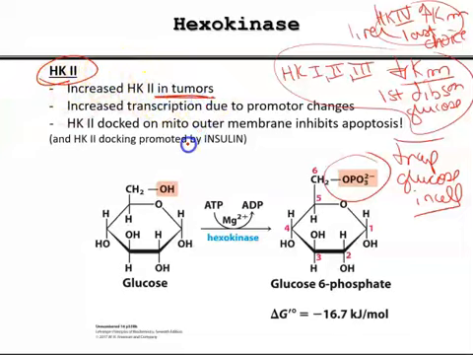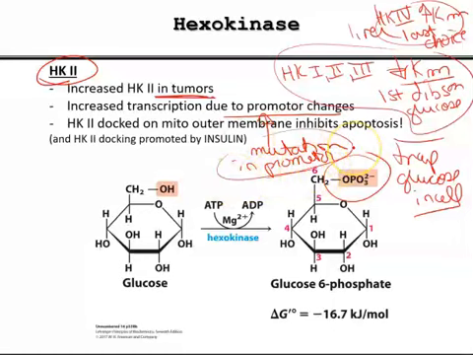And the expression of hexokinase is increased because there's increased transcription due to promoter changes. And you could look at this and say mutation in the promoter of the gene. And the promoter of the gene is where we have RNA polymerase entering onto the DNA in order to start transcription of the gene.